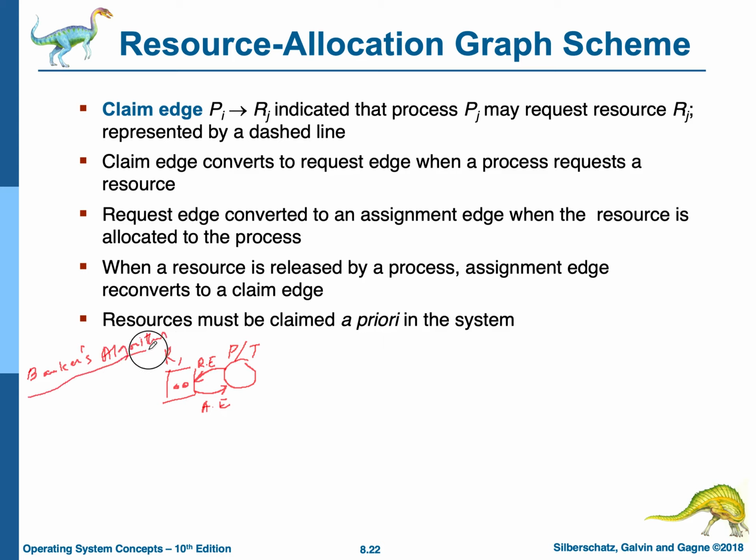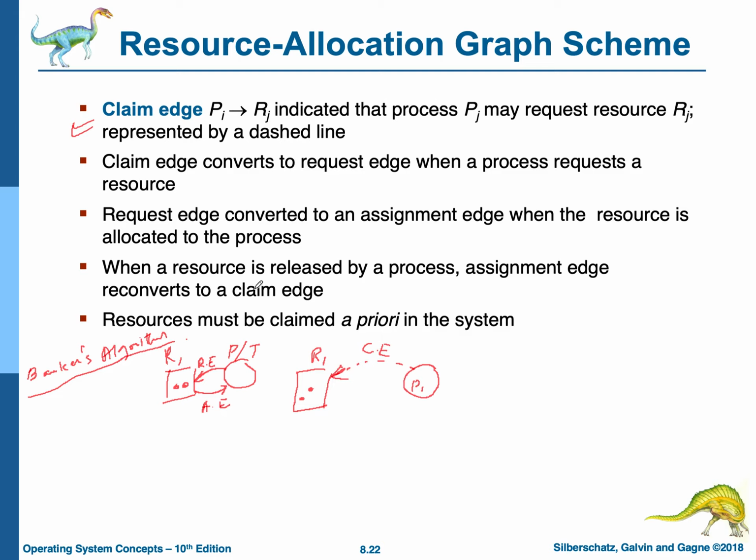Now for this we will also add another edge, that is the claim edge. A claim edge means that a resource may be required by a process in future. Suppose there are two resource instances, and this is process 1. This claim edge is represented by a dashed line. If the process may need this resource in future, then it will be represented by this dashed line.